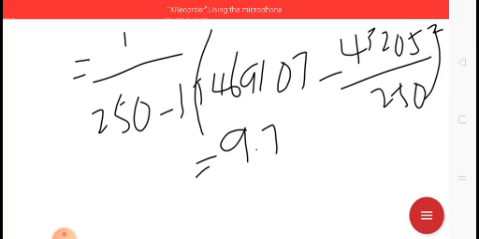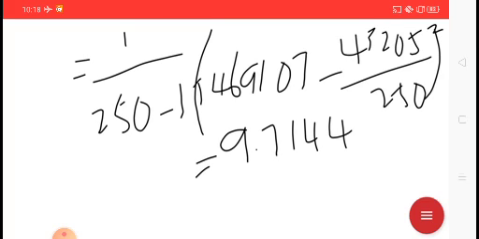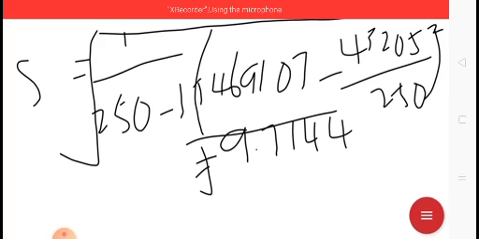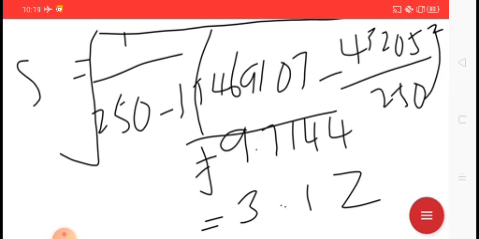You should get your variance equal to about this. If you want to calculate the standard deviation, you may directly calculate it as the square root of the whole thing, and you should get the unbiased standard deviation equal to 3.12. So this is for question 2.